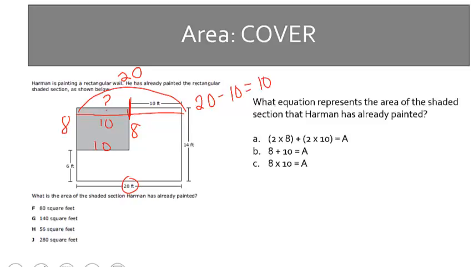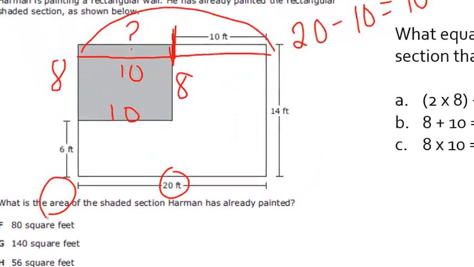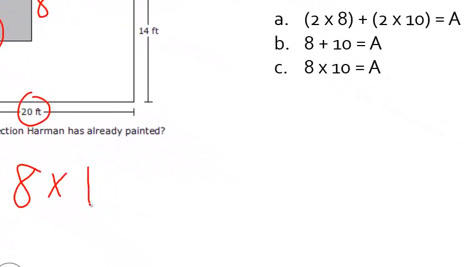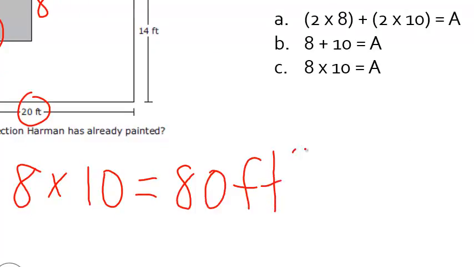So now to find the area, all I need to do is multiply length times width, which is 8 times 10, and that gives me 80 feet squared, or 80 square feet, because remember, area is square feet. I look, F is my correct answer.